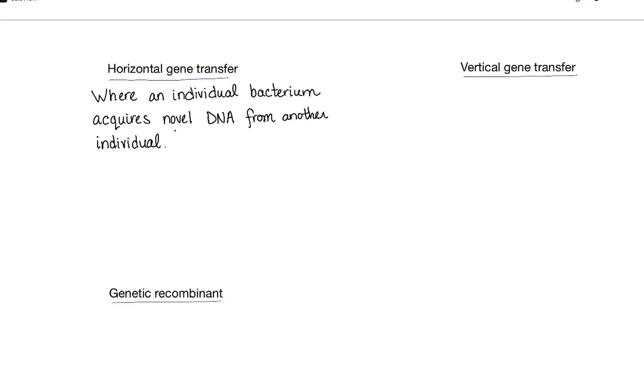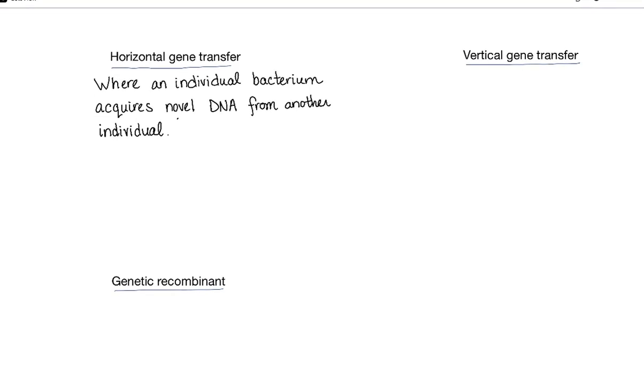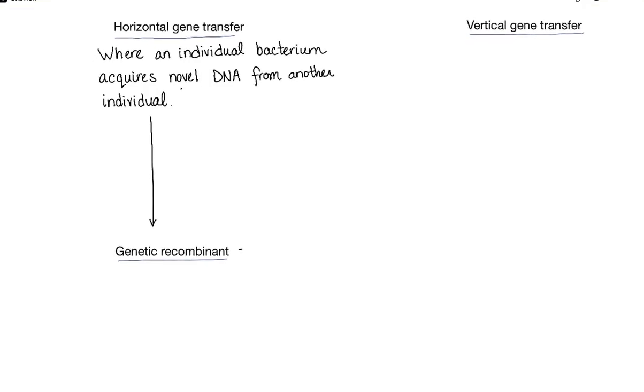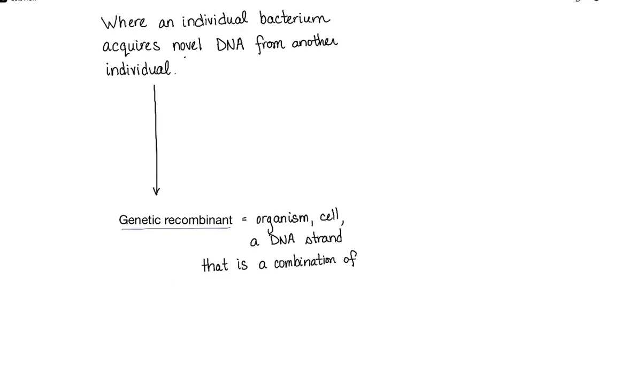So the important thing to understand is that in horizontal gene transfer, the individual or the cell that acquires this new DNA is genetically modified. So they've now modified their own genetics. And anytime you have modified genetics within an individual or within a piece of DNA, we call that a genetic recombinant. So a genetic recombinant is going to be an organism, a cell, or even a piece of DNA that is a combination of the original DNA plus new DNA from a different organism.